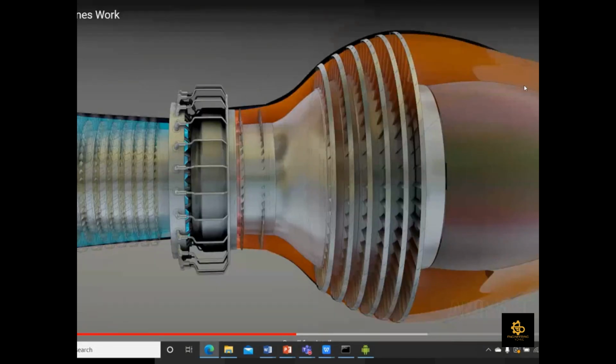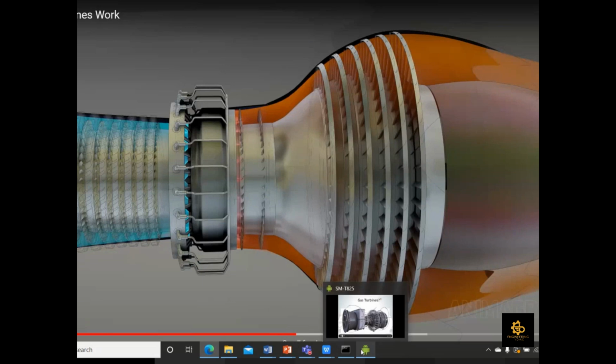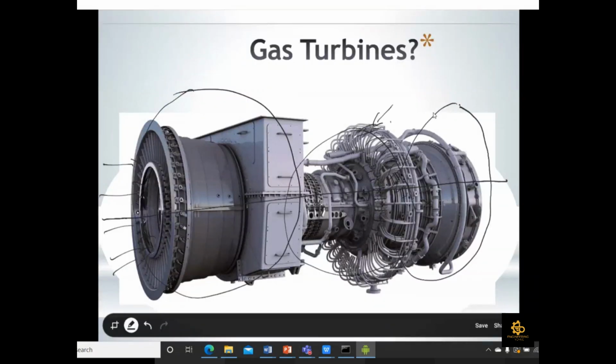So these are some important components of gas turbines. Okay, so I hope you will get some idea of it, and we will discuss more about it as well.